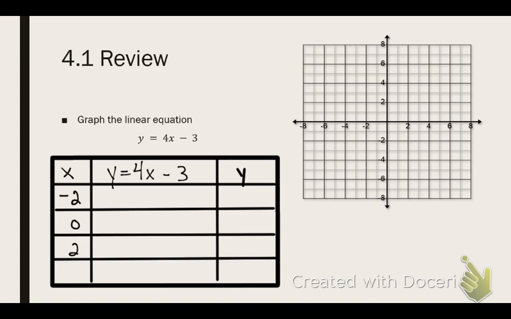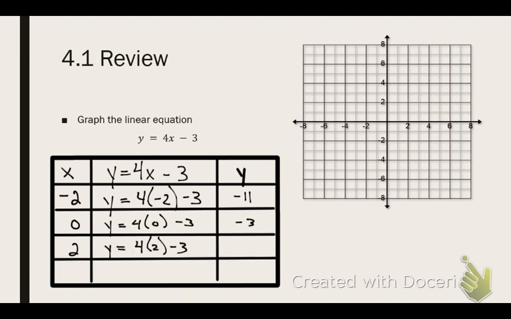So 4 times -2 minus 3. 4 times 0 minus 3. 4 times 2 minus 3. Go ahead and make those substitutions, and whatever the answer is, that's what you're going to write in your Y. Okay, so what is 4 times -2 minus 3? -11. What is 4 times 0 minus 3? -3. 4 times 0 is 0. Okay, and then what's 4 times 2 minus 3?